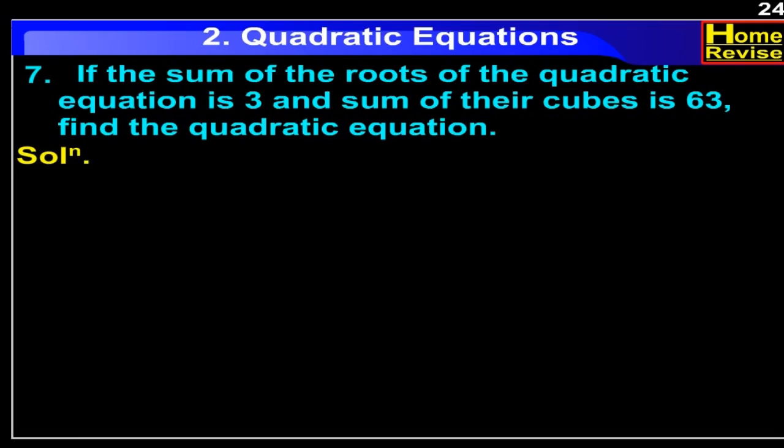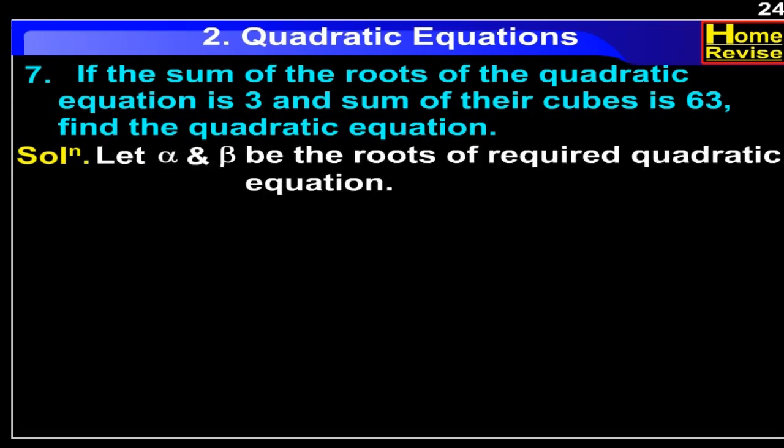Solution. Let alpha and beta be the roots of the required quadratic equation. Therefore, as per the given conditions, alpha + beta = 3 and alpha³ + beta³ = 63.